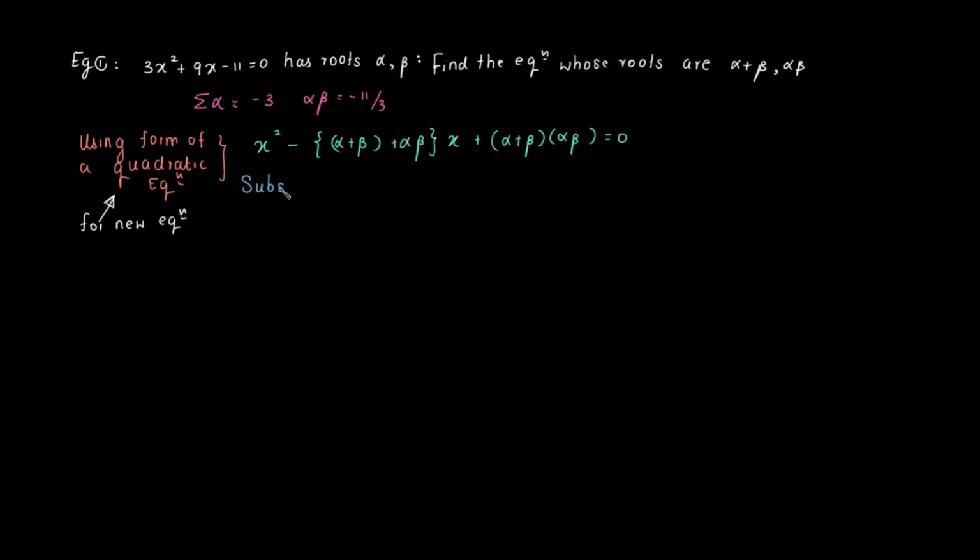So now let's substitute the values for alpha plus beta and alpha beta. x squared minus, alpha plus beta is minus 3 over there, as you can see, and alpha beta is minus 11 over 3. And the same goes for the other two as well. And now of course let's simplify. That will yield 3x squared plus 20x plus 33 is equal to 0.